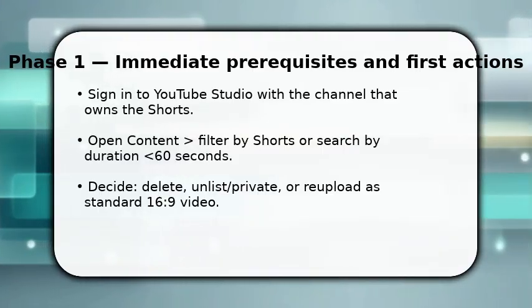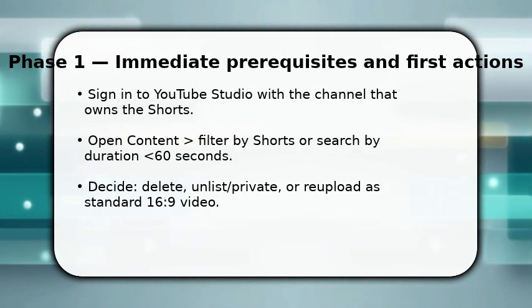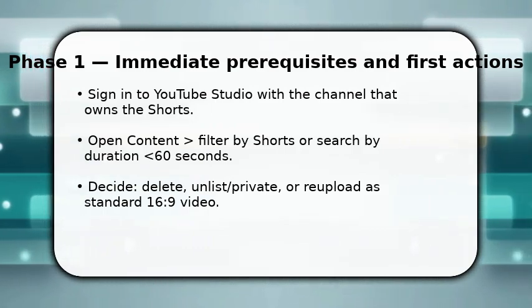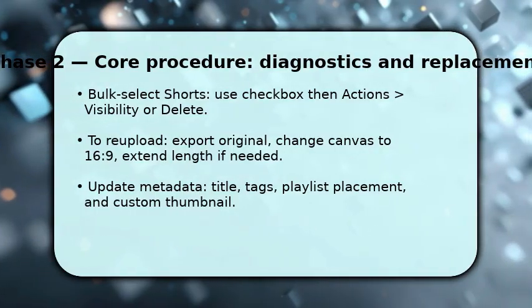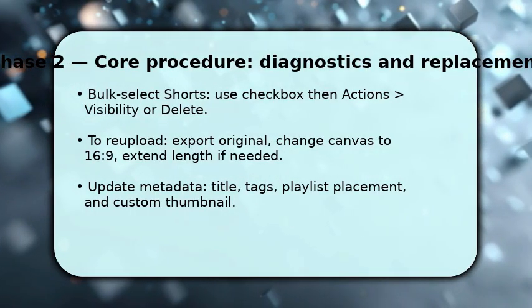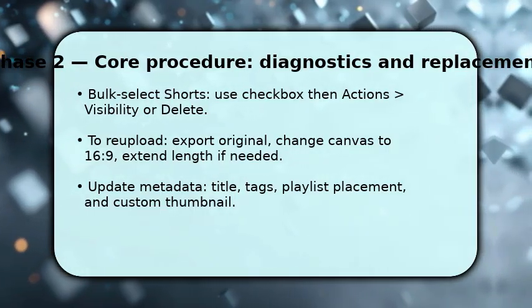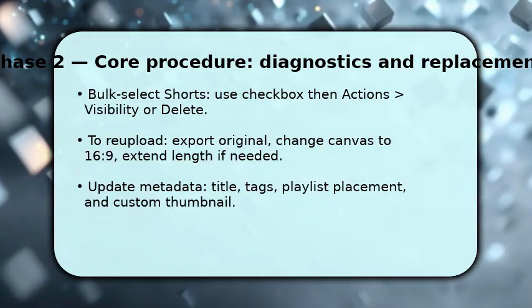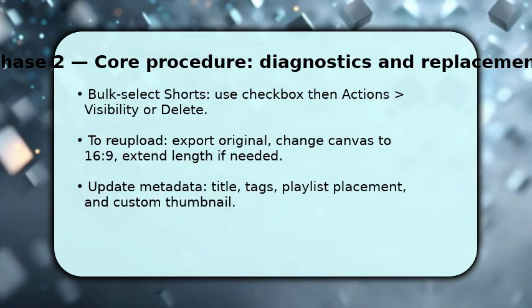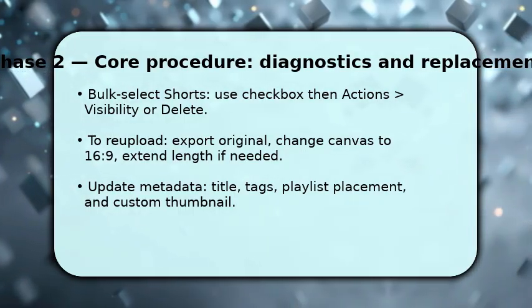Changing visibility immediately removes public exposure, while uploading gives you a chance to preserve views and replace the short with a regular upload. Once done selecting, use bulk actions to set visibility to private or unlisted, or choose delete if you must remove permanently. If you prefer to keep content, export the original file and convert to 16:9 canvas, or add a short intro so duration exceeds 60 seconds. Then upload as a standard video.